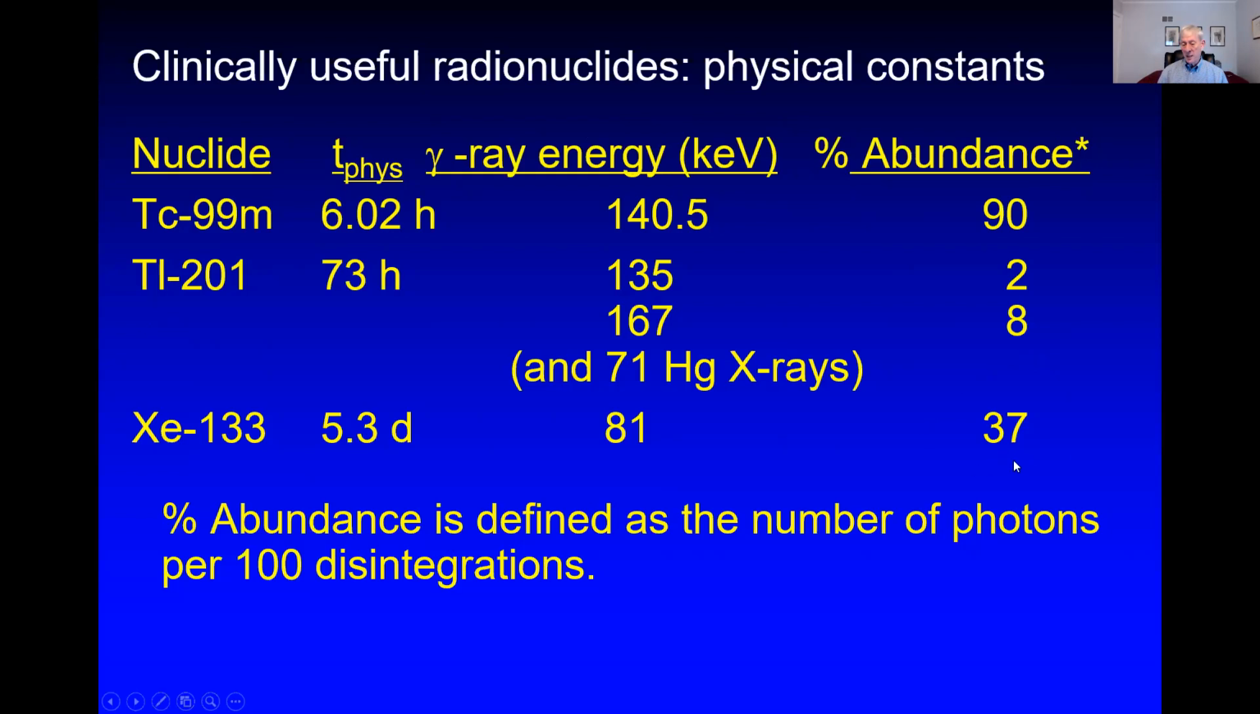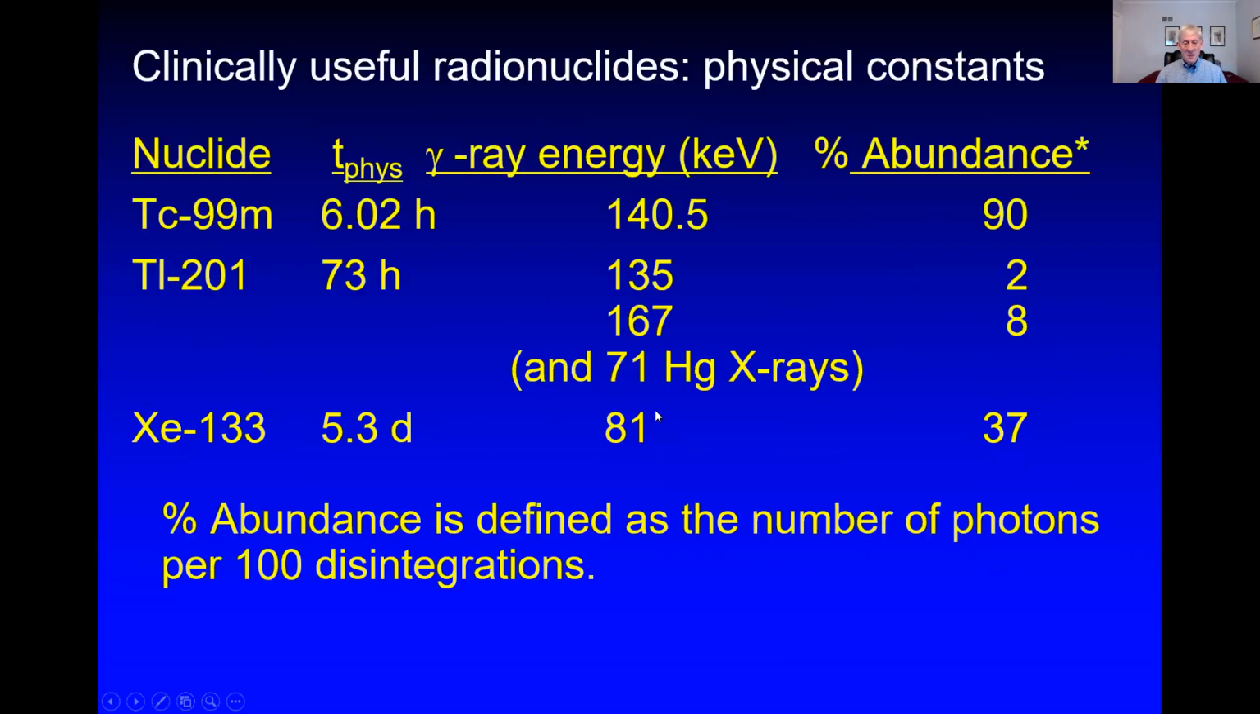Number one, the percent abundance is not that high. And number two, what's the T effective of xenon? How long does this stay in the lungs? The effective half-life is measured in seconds, and we know it's clearing out very rapidly, and therefore we have to give a lot. We often give 30 millicuries for a ventilation study.